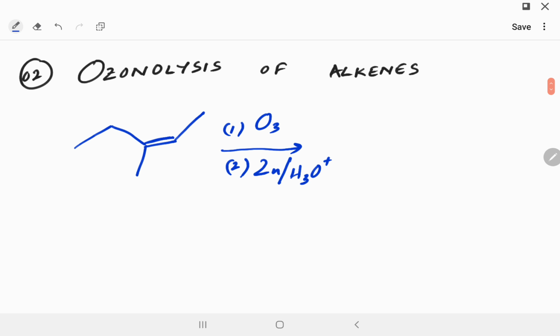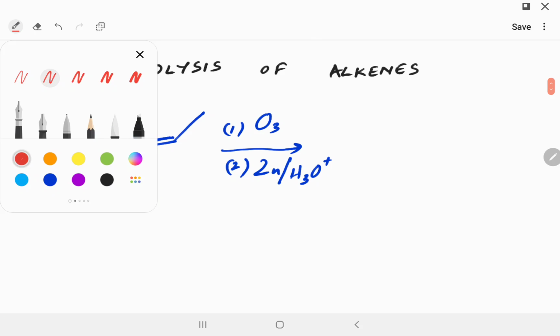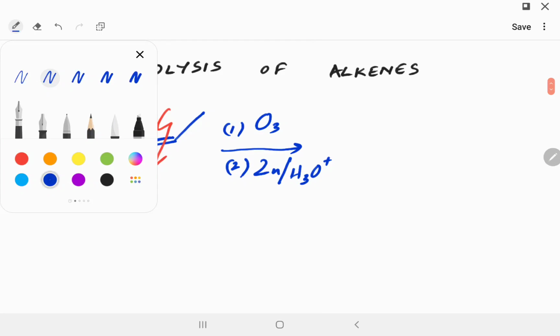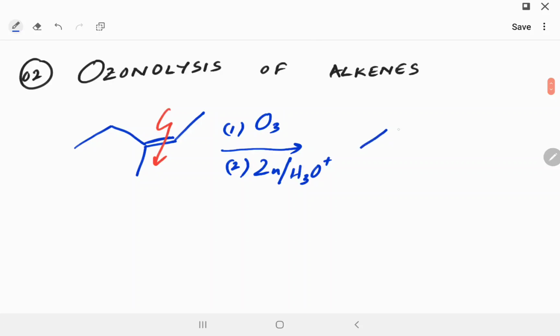If you don't remember these reactions properly, I recommend going back and watching the previous lecture videos on these reactions. So in ozonolysis what happens is that you are going to cut through the double bond. So this is a cleavage reaction. When that happens, what you have now is a molecule that is cut in half. So this is one half, this is the other half.